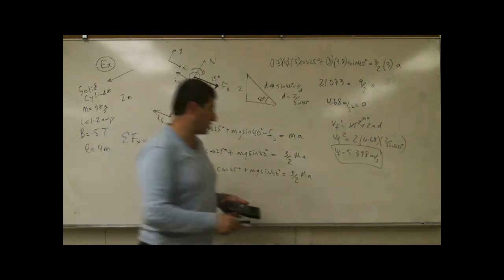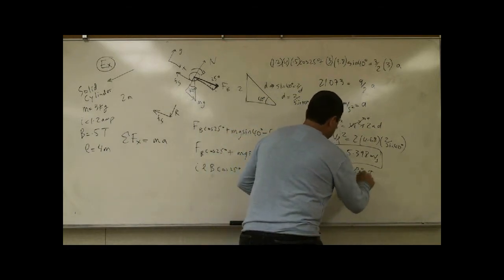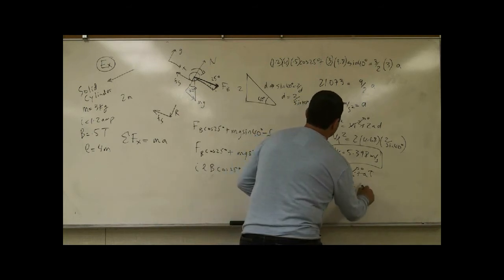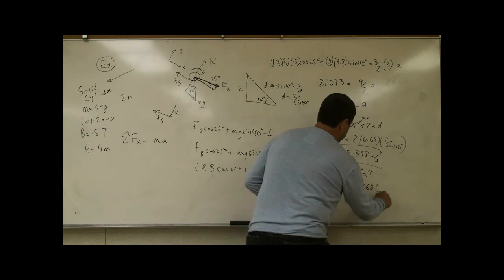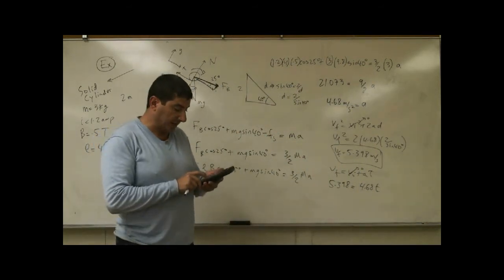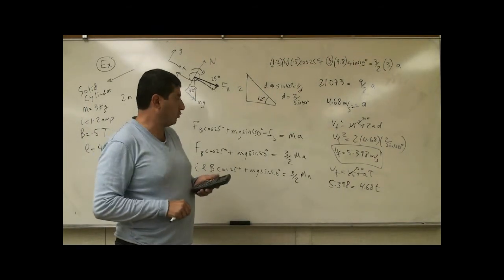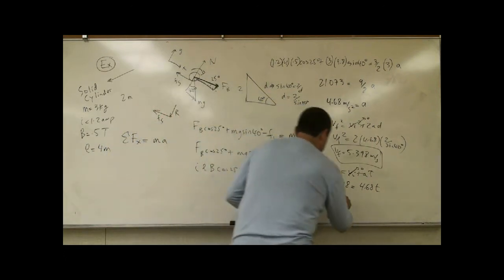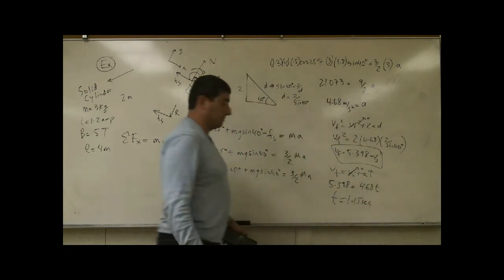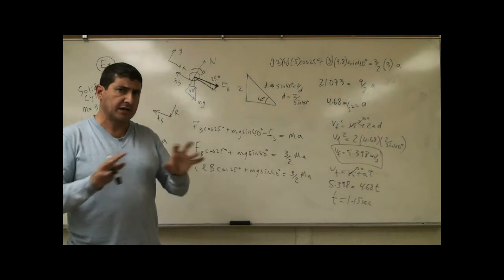The time you can just do V final is equal to V initial plus AT, and then you put the V final here. A, you put 4.68, and then T. Then you divide the answer we got for the final velocity by the answer that we got for the acceleration. So we got 1.15 seconds. Okay?